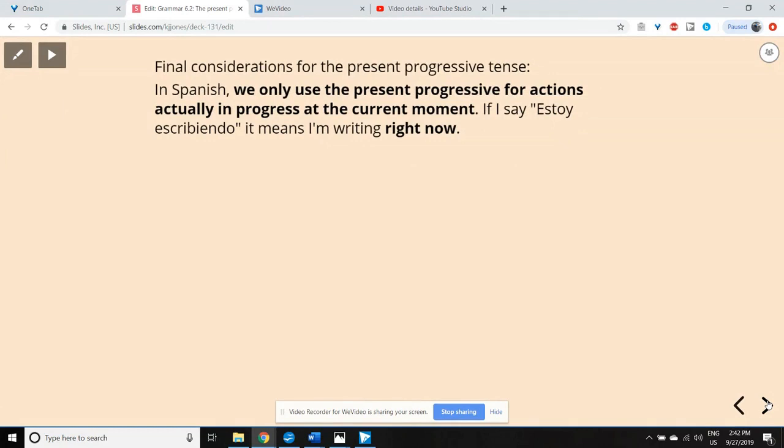First of all, in Spanish, we only use the present progressive for actions actually in progress at the current moment. So if I say estoy escribiendo, it means I'm writing right now. Right this minute, I've got something in my hand, like a pen or a pencil, and I'm moving across paper, or I am typing on a keyboard, but I'm doing it right now.